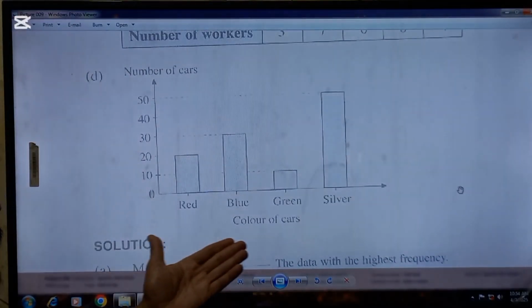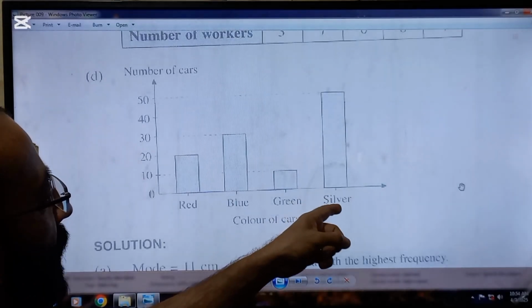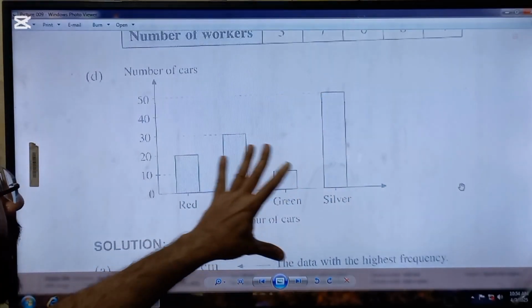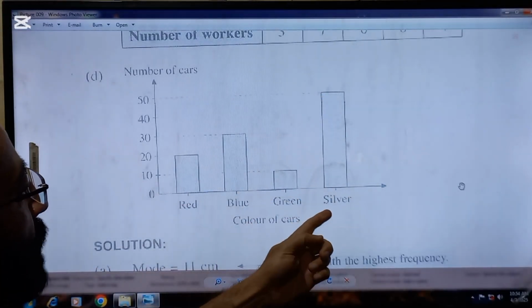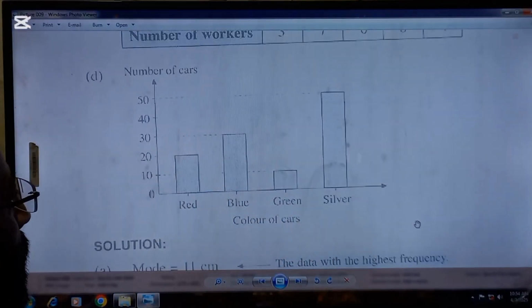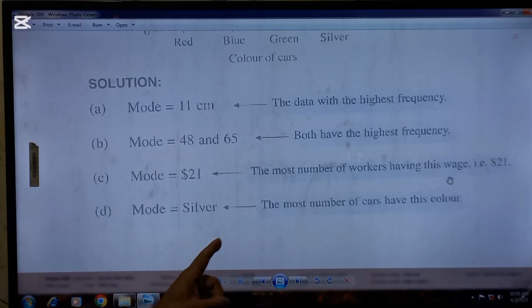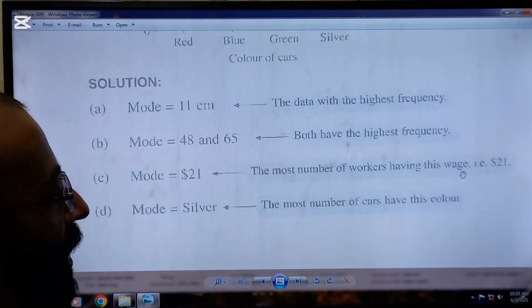In D part, we have a bar chart, and we can clearly see the bar of the silver is the highest. So that is the mode in this data. So silver is the mode in D part. So here is the mode. The most number of cars have this color.